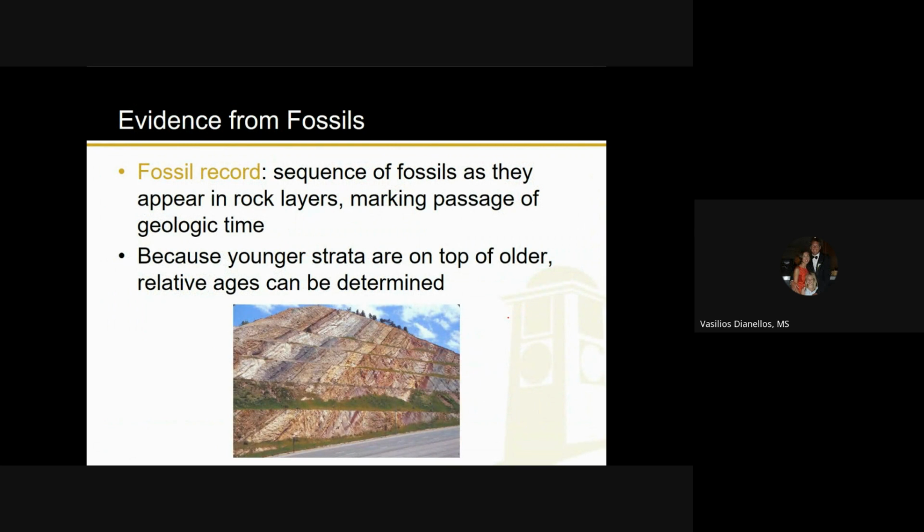So let's talk about the fossil record. The fossil record, not that I'm going to ask you the definition of it, is the sequence of fossils as they appear in rock layers, marking the passage of geological time. So really quickly, this picture should look familiar to you, even if you haven't seen this exact spot, because this is something that we would see all the time on, I don't know, 119 or I-64, right? We see this all the time.